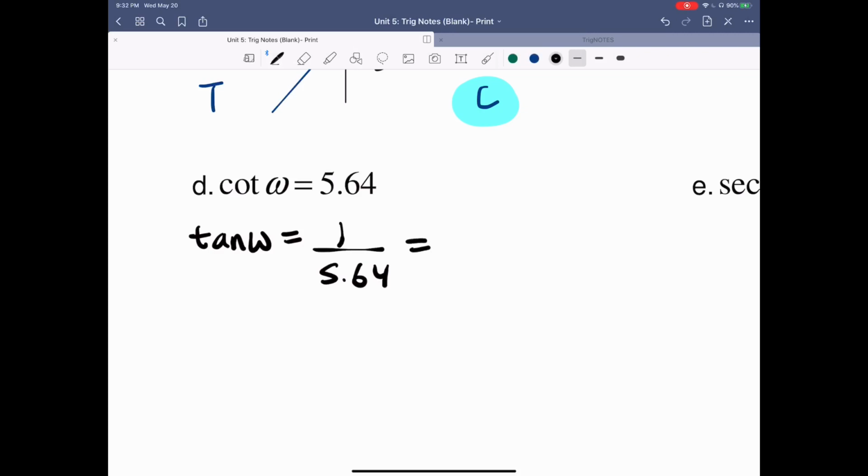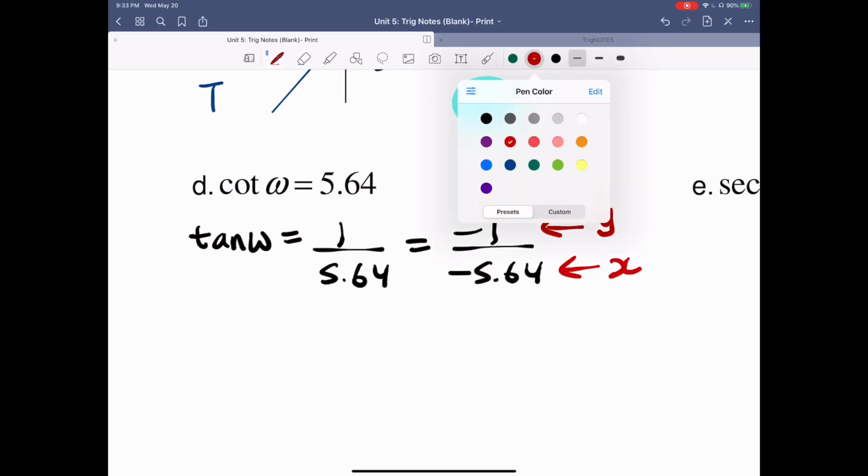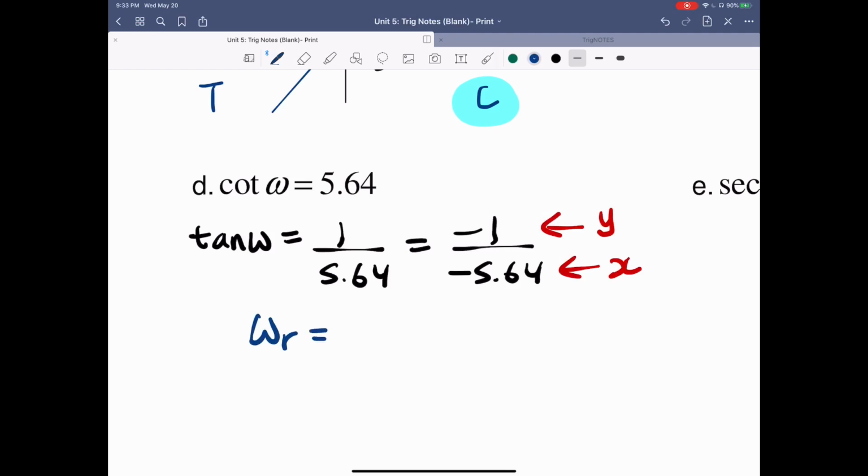Another version of that is negative 1 over negative 5.64, because a negative divided by a negative is a positive. So this is a y, this is an x. My rough work for the related acute angle of omega is tan inverse of 1 over 5.64, and I get that this related acute angle is approximately 10 degrees.